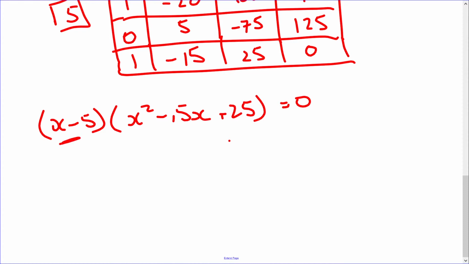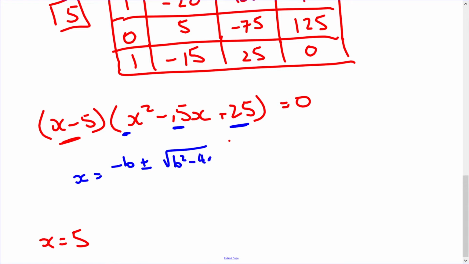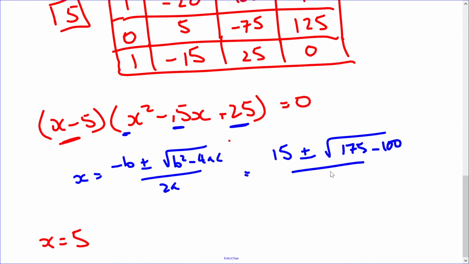I know that one value will be 5, and for the other two values I can use my quadratic formula with a being 1, b being negative 15, and c being 25. So x equals negative b plus or minus the square root of b squared minus 4ac all over 2a, which would be positive 15 plus or minus the square root of 15 squared, which is 225, minus 4 times 1 times 25, minus 100, all divided by 2. So that would be 15 plus or minus the square root of 75, which would be 5 root 5, all over 2.